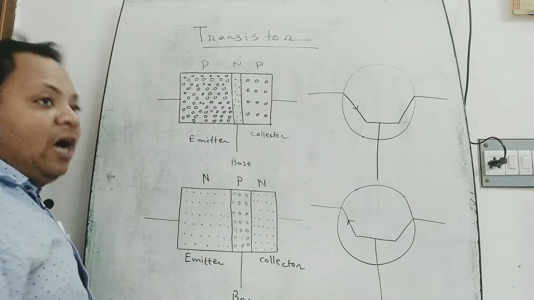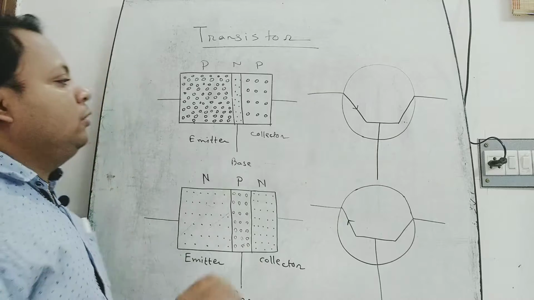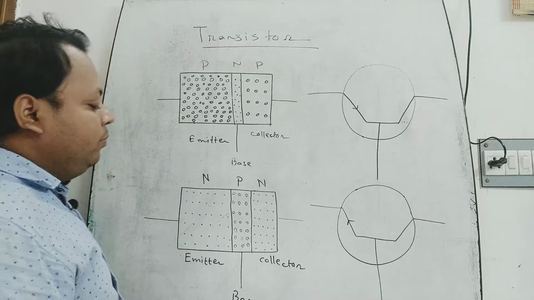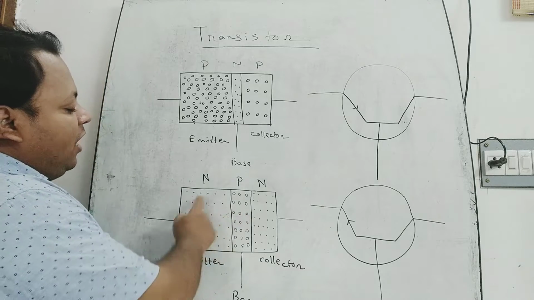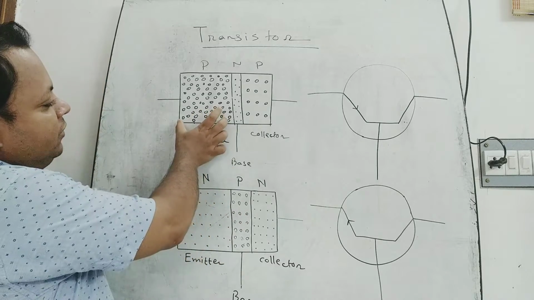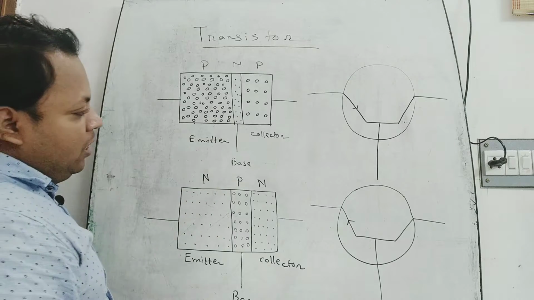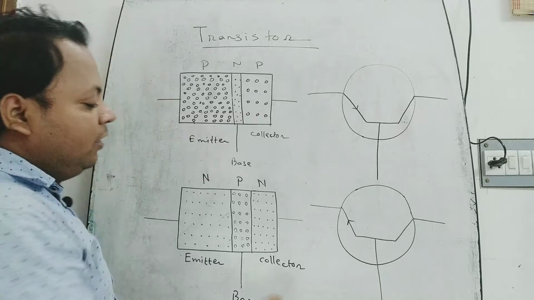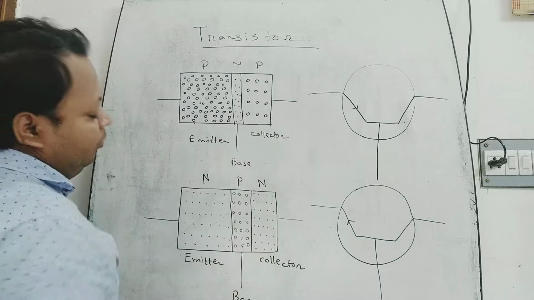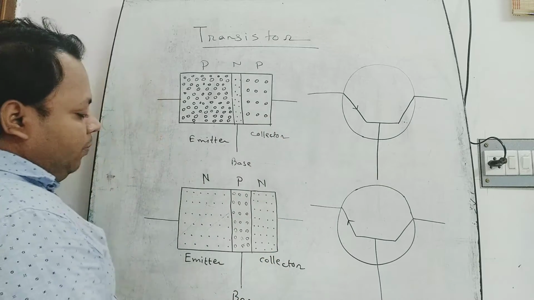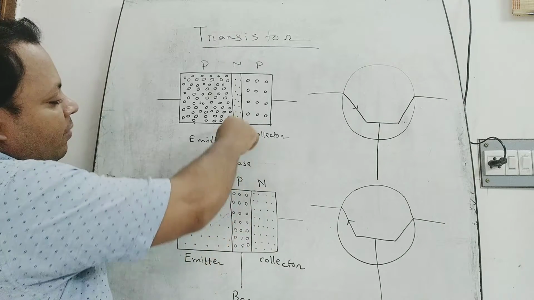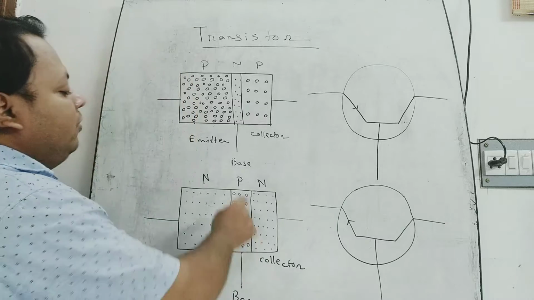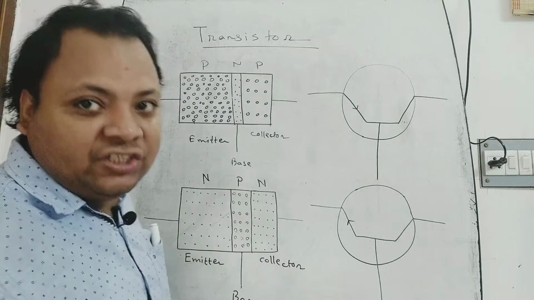The emitters are highly doped and their width is maximum. The collectors are moderately doped and their widths are moderate. But the base is slightly doped and its width is least.